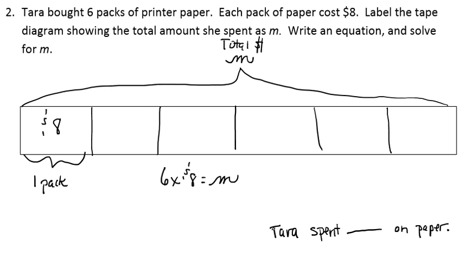6 times 8 is 48. So 48 shows me the total amount of money she spent on the paper, $48. So Tara spent $48 on the paper.